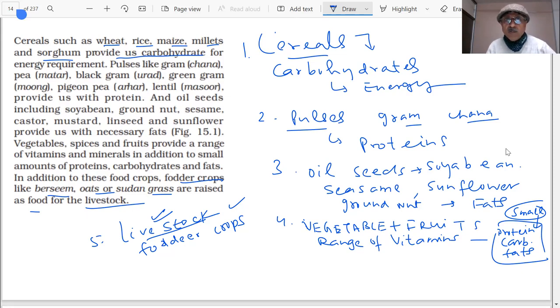Now, how will we improve our food resources? That will be our next lecture. Okay. I hope you understood everything and had sufficient and lot of information and knowledge.